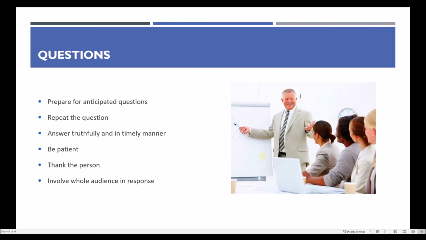Finally, just making sure that we prepare time at the end for questions if appropriate, and try and think of as many questions that you might get asked beforehand so you're prepared. It's always a good idea to repeat the question so the rest of the audience can hear it if they're in danger of not being able to hear what the question is clearly. Make sure that you answer truthfully and in a timely manner, which means that if you don't know the answer, let them know and tell them that you'll get back to them.